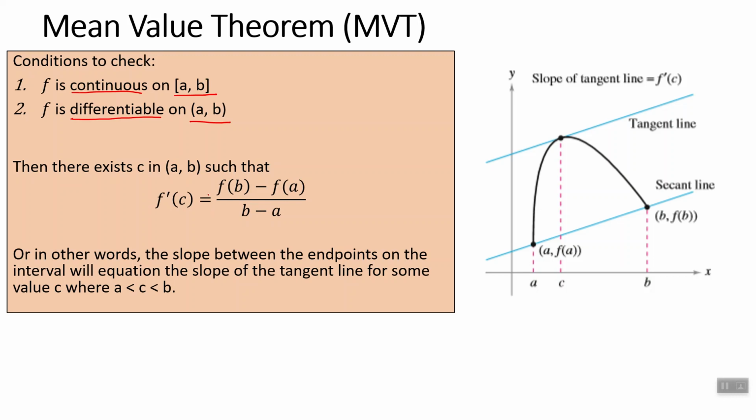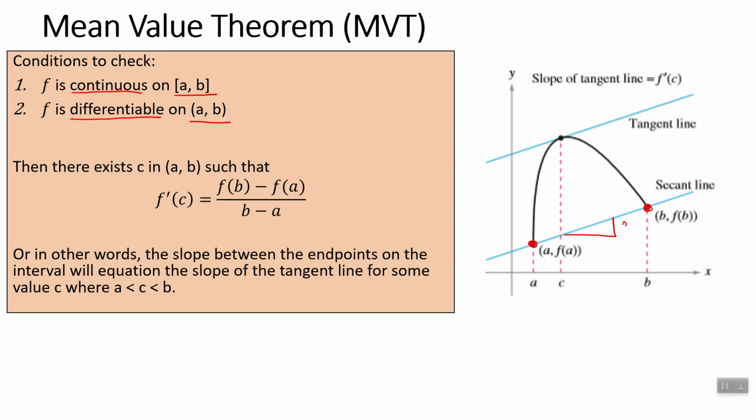Rolle's theorem first. All right, so the mean value theorem says that the derivative at some point c in the interval will equal the slope between the two endpoints. So here's our one endpoint, a, f of a. Here's our other endpoint, b, f of b. We find the slope of this line.